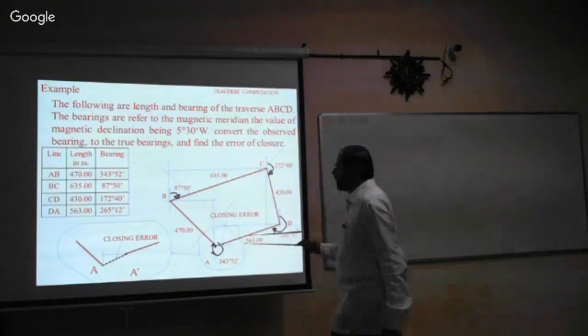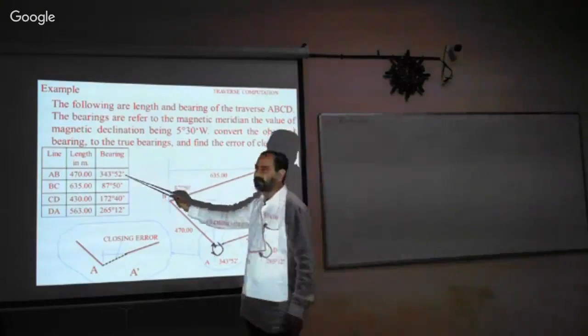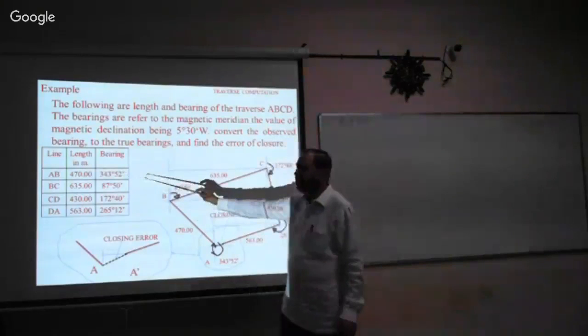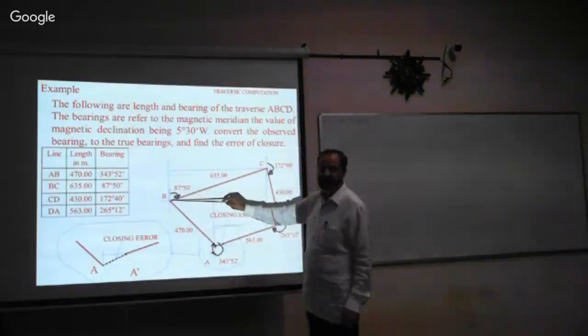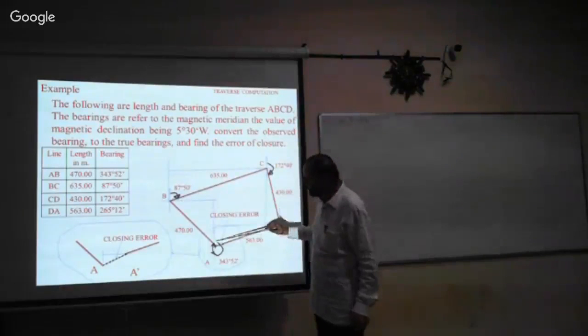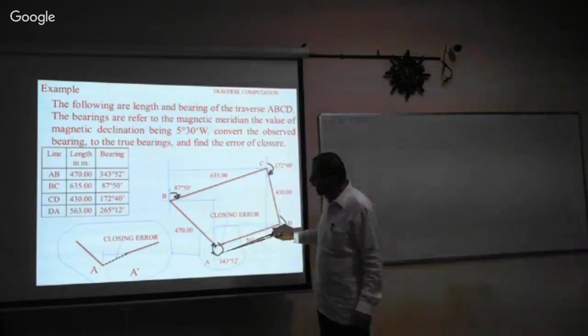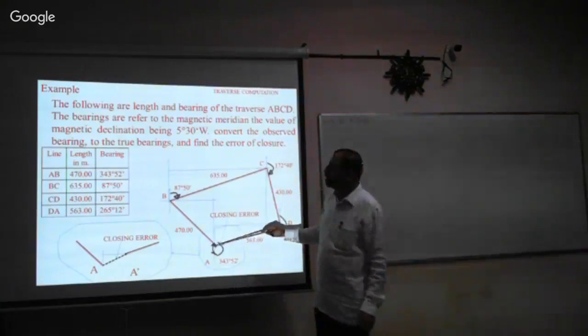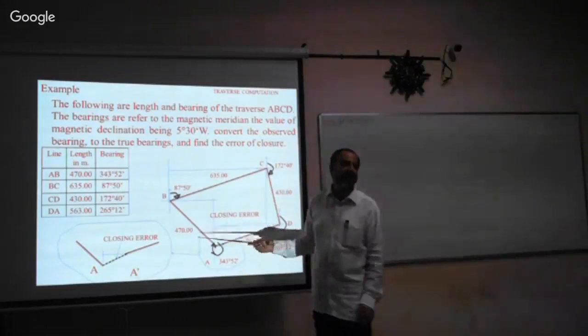Now the bearing of AB is a whole circle bearing. The whole circle bearing is measured from the north direction to the survey line, from here to here. Therefore, we can easily convert this into the quadrant system bearing.